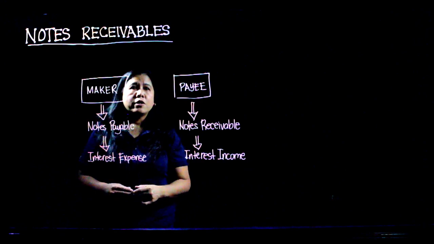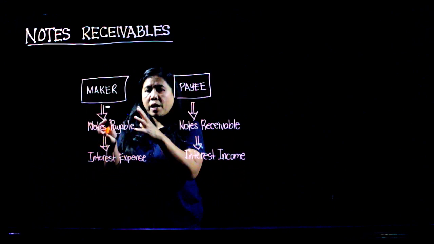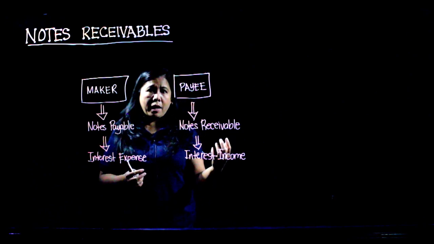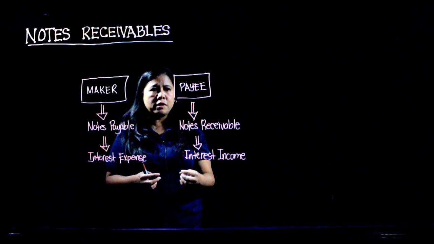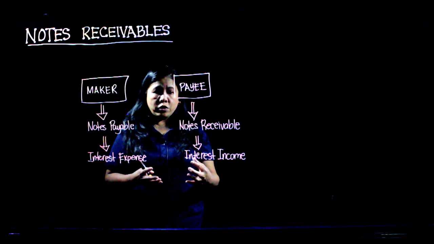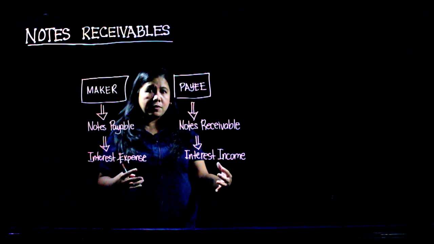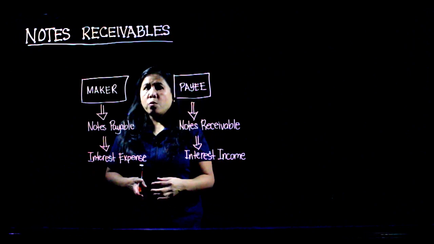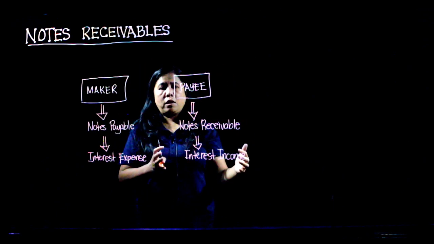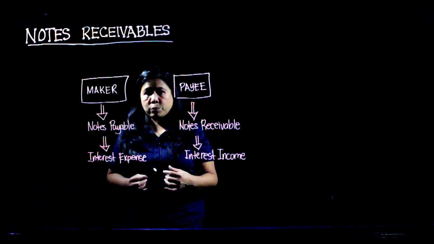So this is where the notes receivable starts. The maker makes a promissory note to pay a payee, another person, and on the books of the payee, it records a notes receivable. And the notes receivable earns an interest income. Now, we are going to focus more on the payee's books. Then let's go into the accounting of the notes receivable.